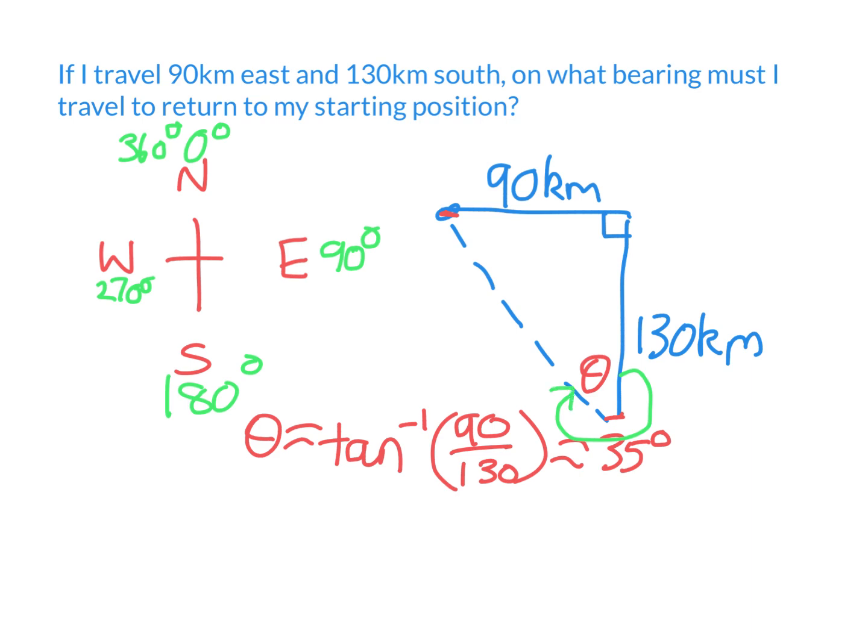And we sort of know that. To go from here to here, we need to go in a northwest direction. We need to go in this direction. So our answer's got to be between 270 and 360. So what will this green angle be? Well, the whole way around is 360. So the green part will be 360 minus 35. The bearing will be 360 minus 35, 325 degrees.